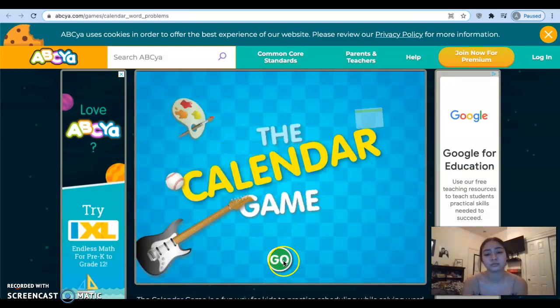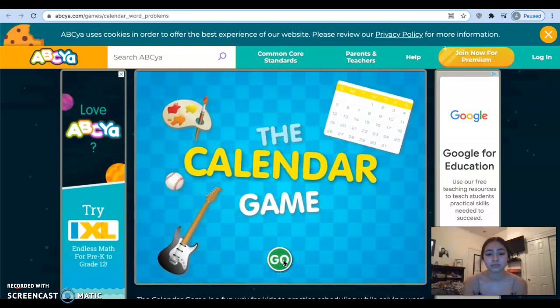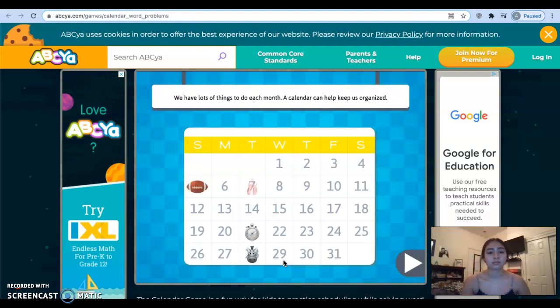The calendar game. We have lots of things to do each month. A calendar can help to keep us organized.